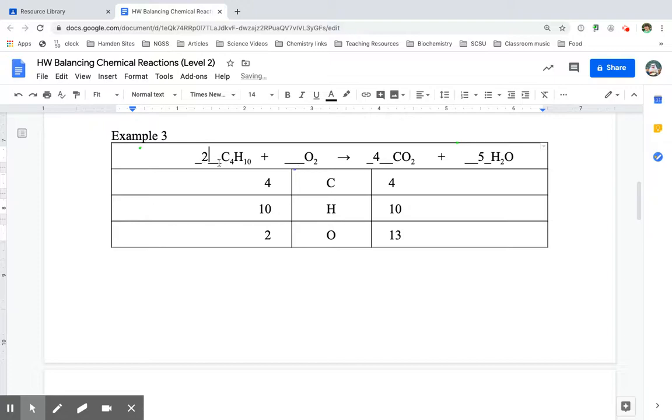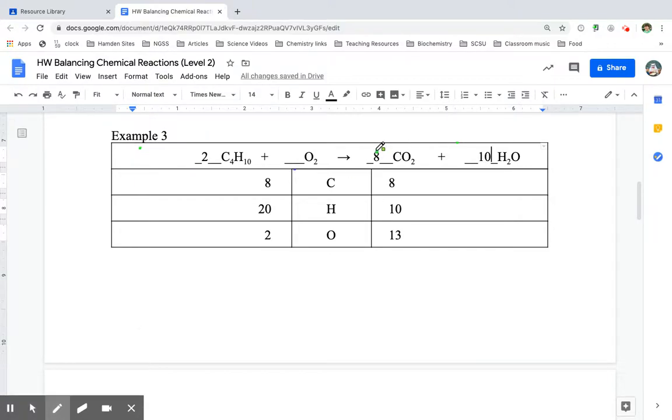1 times 2 is 2. It changes my carbons to 8, and it changes my hydrogens to 20. I'm going to wait to balance that one. I need to change these ones too to make them balance. So if I actually want 8, and I take 4 times 2 is 8. It changes my carbons to 8. I'm going to wait to count the oxygens in a second. I want to make this one equal 20, not 10. So I need to change this coefficient to 10.